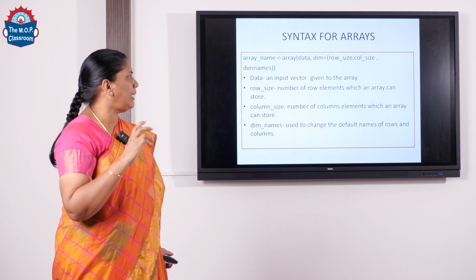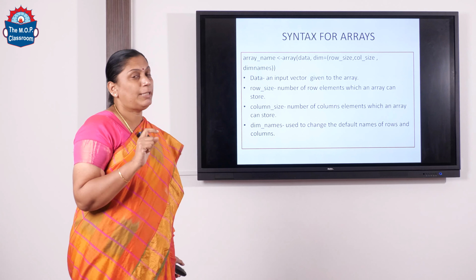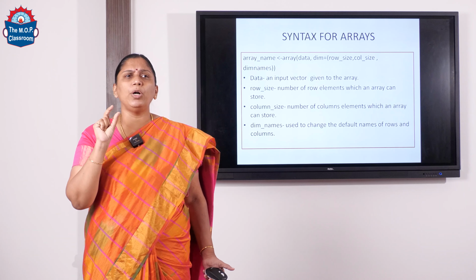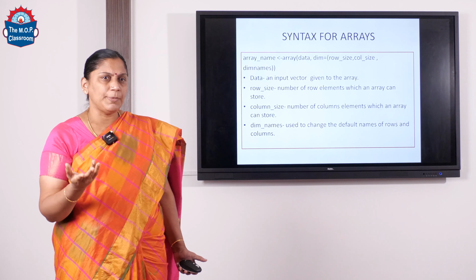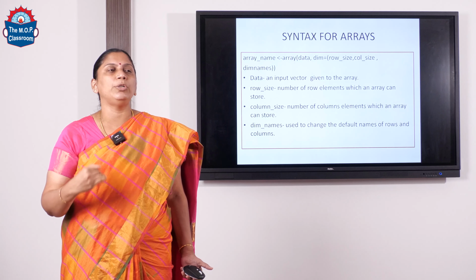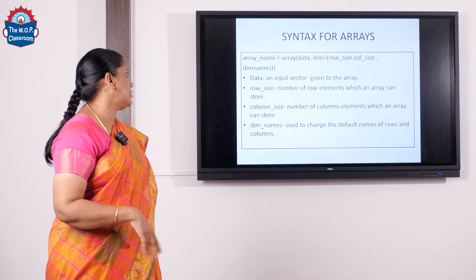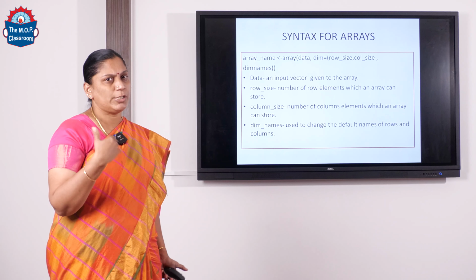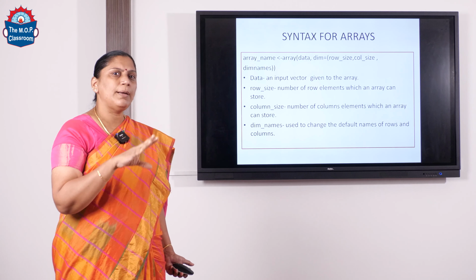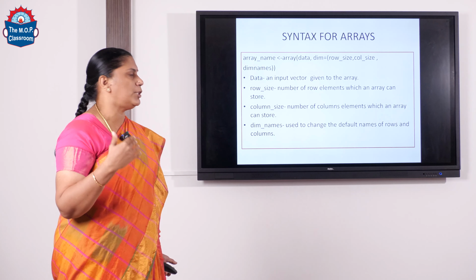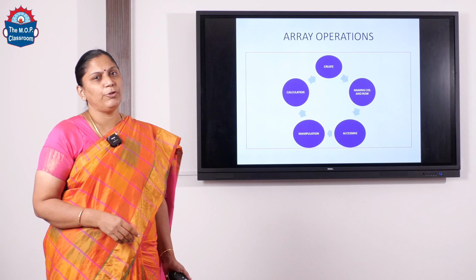Dimension again takes three parameters: row size, column size and the dimension names. Row size is how many rows you want to have in your array. Column size is how many columns you want to have in your array. And dimension names: you want to give a name for your dimension, to name a row or a column in your R array. You specify that in the form of dimension names. So first is the data, an input vector which is given to an array. Row size is the number of elements the array can hold in a row. Column size is the number of elements in the column, and dimension names are used to change the default names of the R array.